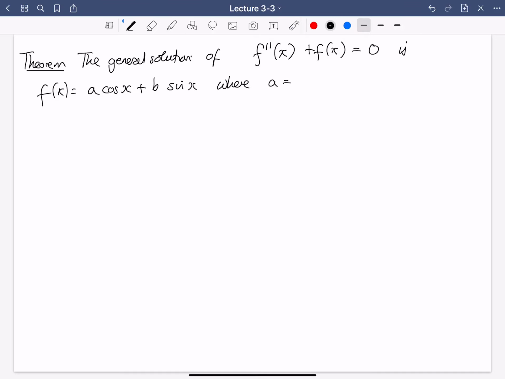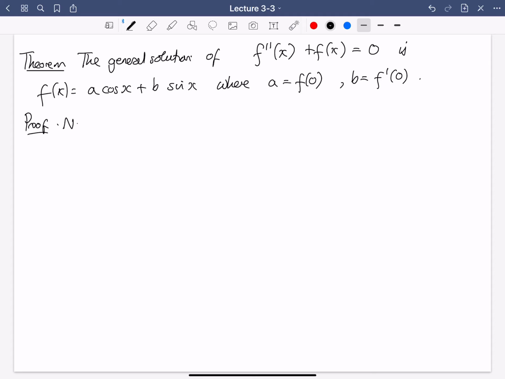And those constants a and b are determined by the initial conditions. In fact, a is just f of 0, the value of the function at x equals 0, and b is just the derivative, f prime of 0. So those would be the initial conditions. That gives you the a and b in that solution. And so I'm going to quickly prove this, just so you can see what's going on.